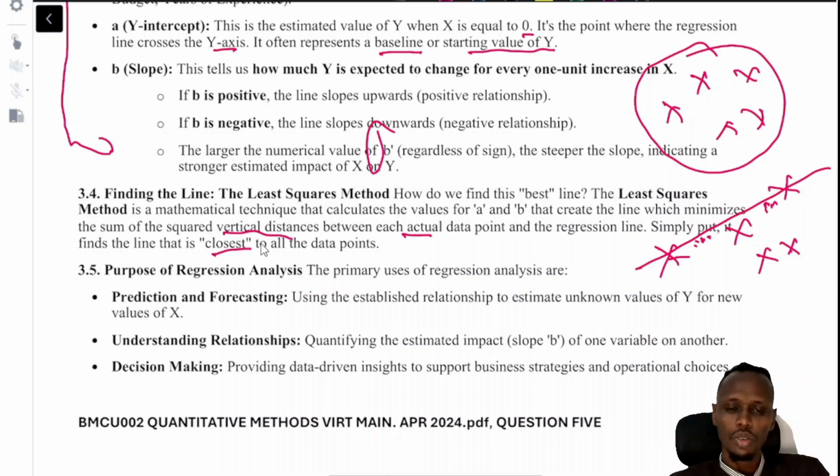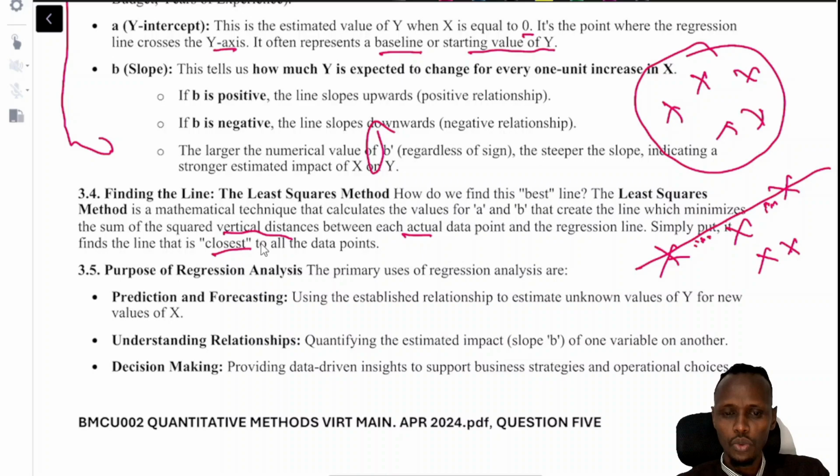So what's the purpose of regression? If you're a manager, it will help you in future prediction and forecasting, using the established relationship to estimate unknown values of y for new values of x. Understanding the relationship: quantifying the estimated impact, the slope b, of one variable on another. Decision making: providing data-driven insights to support business, strategic, and operational choices. So that is a short introduction to regression analysis.